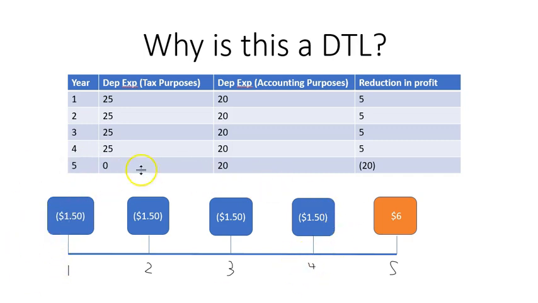So the reason this is a deferred tax liability is because between years 1 to 4, we were always liable to pay these $1.50 of tax each year, but we have simply deferred those amounts, which total $6, to the 5th year.